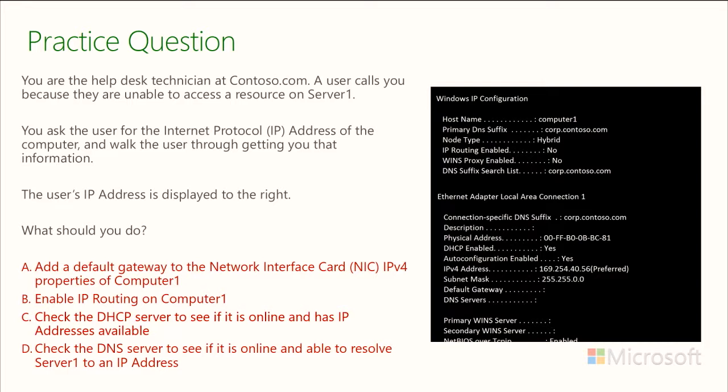We talked about 169.254 being an APIPA address, which means there's no DHCP server available. So the answer here is C: check the DHCP server to see if it's online and has IP addresses. That kind of gives you an idea of what we're dealing with in networking.